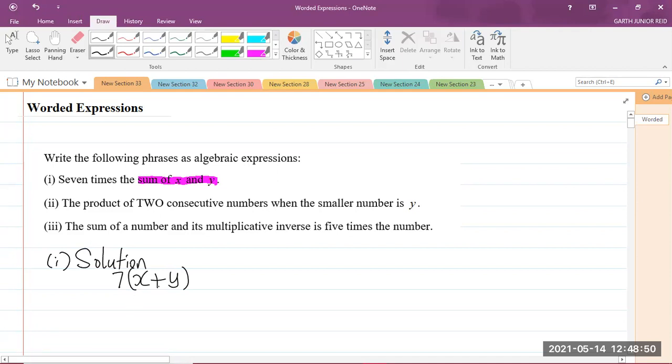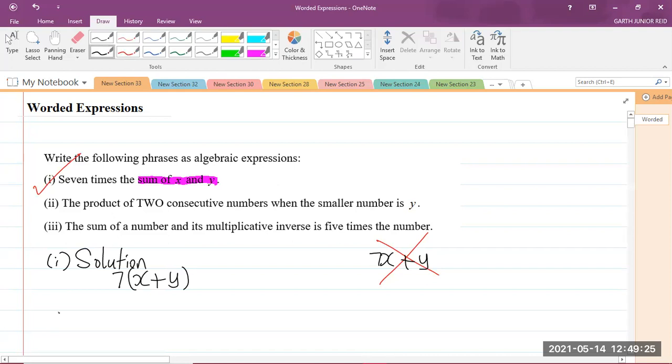Please ensure to use your brackets. If you said that the answer is x plus y, and you put this 7 here, that is incorrect, because 7 has to be multiplied by the sum of the two numbers. So after you add the two numbers, then you multiply. So please ensure to use your brackets. So that is the first part of the question.